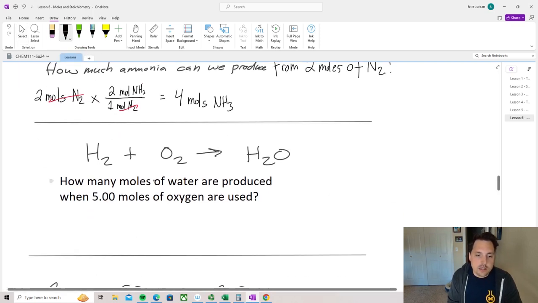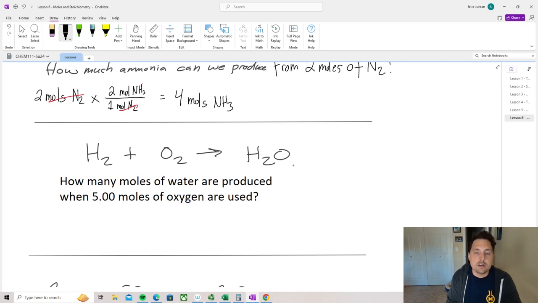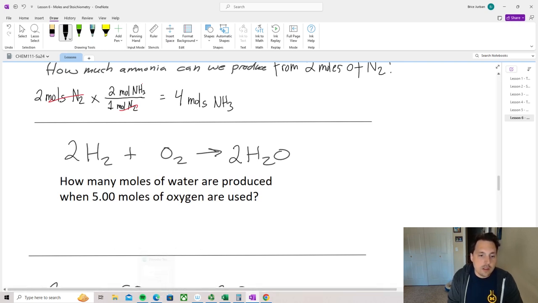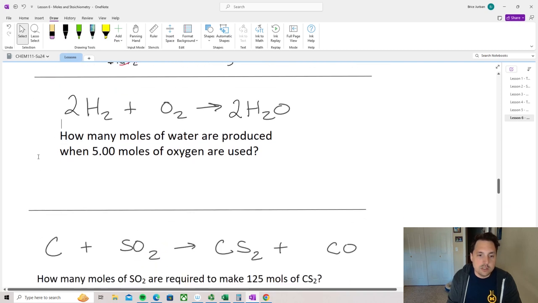All right, in this next example, I have hydrogen and oxygen combining to form water. So we need to balance this one. We could use a fraction, or we could just simply multiply this through by 2, and then change the number of hydrogens. Okay, so let's go and do it this way. How many moles of water are produced when we have 5 moles of oxygen used?